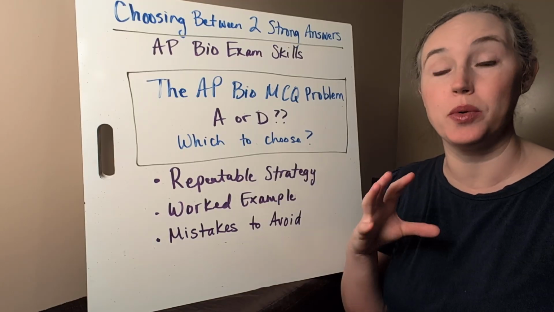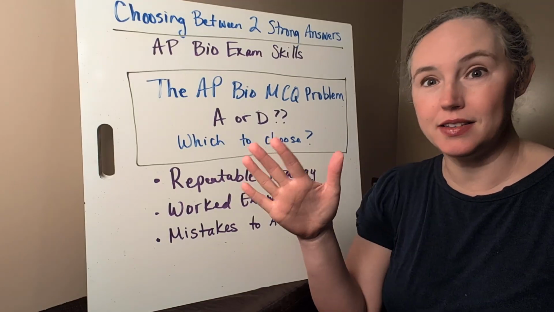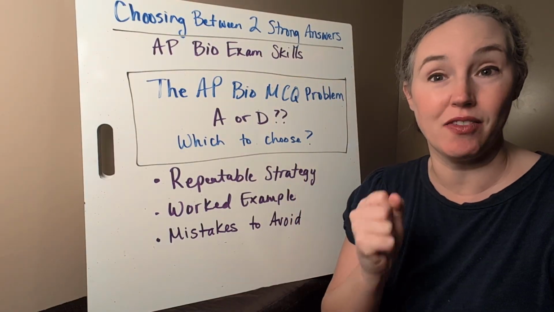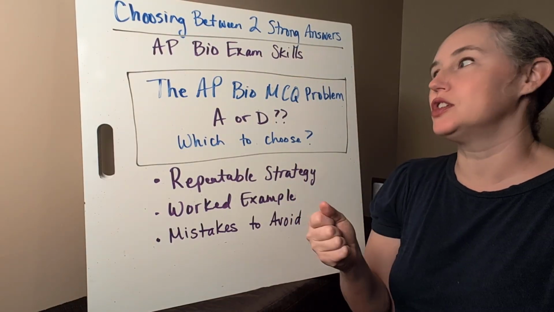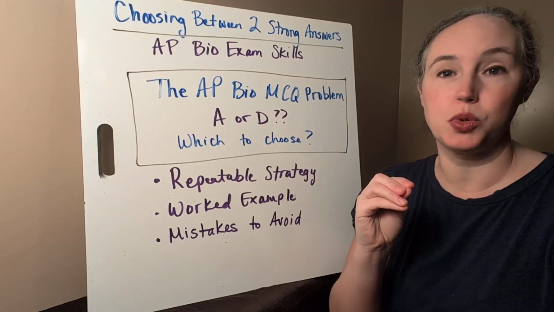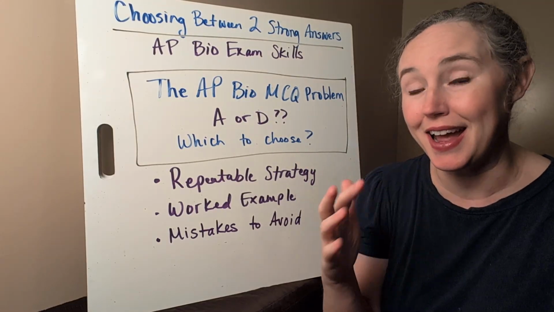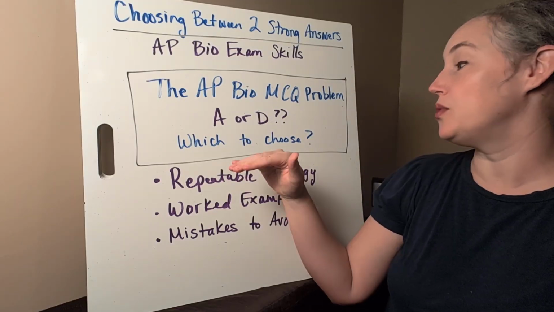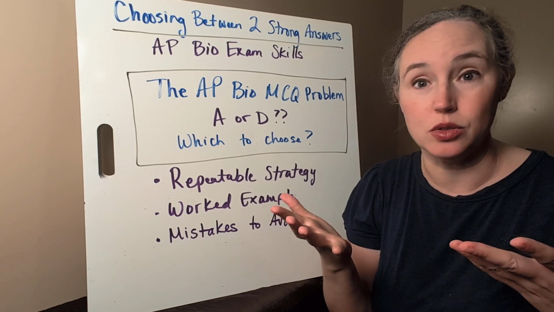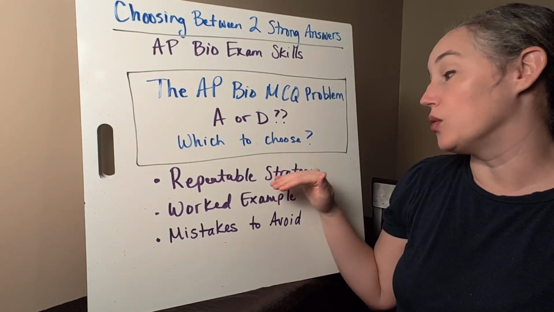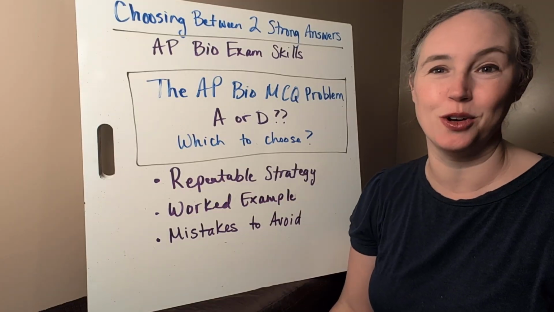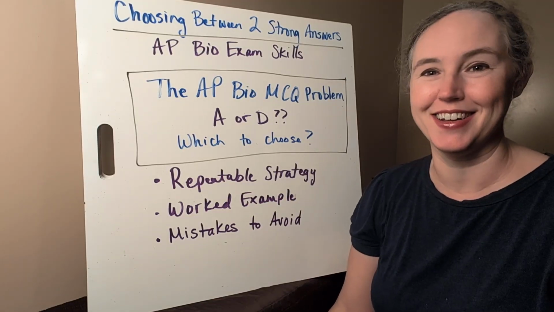In this series, we break down not just the content, but strategies that you can use to be successful on the day of the AP Bio exam. One of the biggest problems with the AP Bio multiple choice section is not that you know nothing and have no idea. It's that when you get down to two strong answers, which one do you choose? Today we're going to look at a repeatable strategy, a worked example, and common mistakes to avoid. So stick around to the very end.